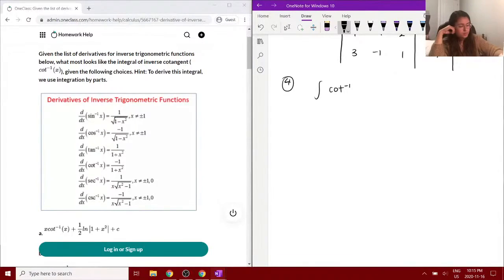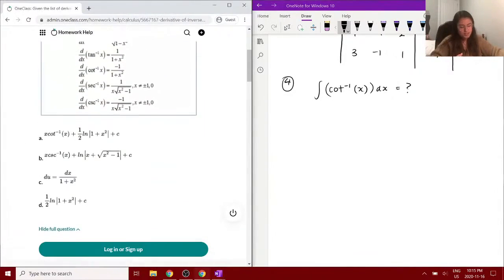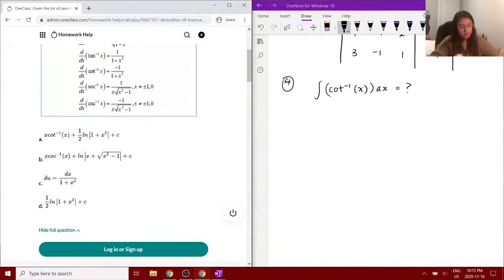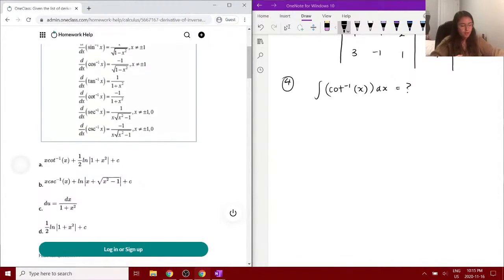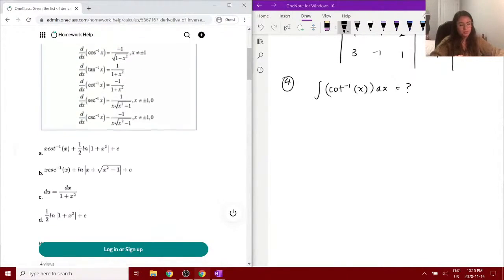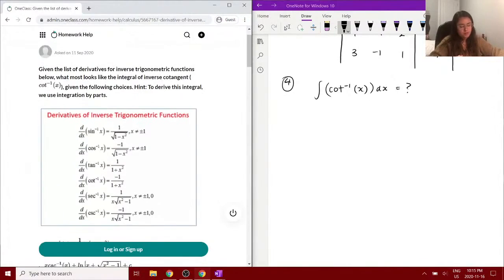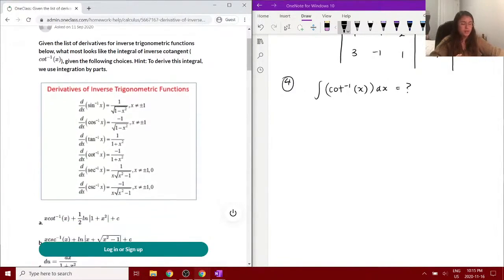Inverse cotangent, or arctangent, dx, this is what we're looking for. What is that? And in the question, it gives you A, B, C, and D of the different answers of what this could be equal to. So we'll come back to that at the end after we solve the problem and see which one it matches. It also gives you here the derivatives of each one, and you'll see why later as we'll need it in our solution.